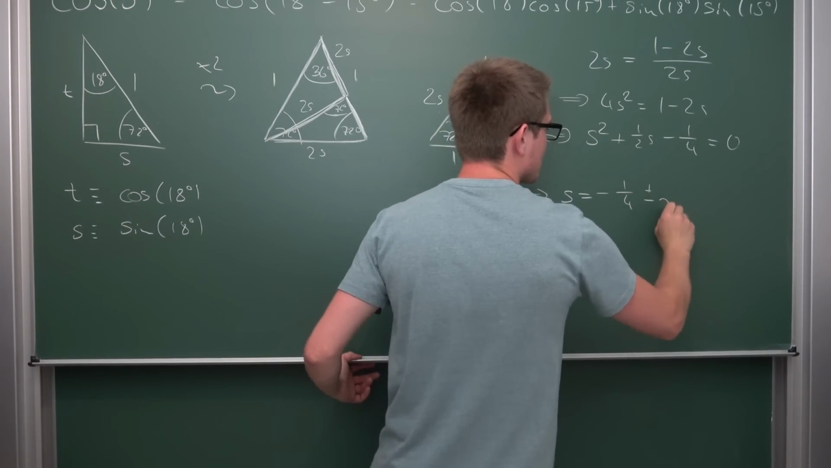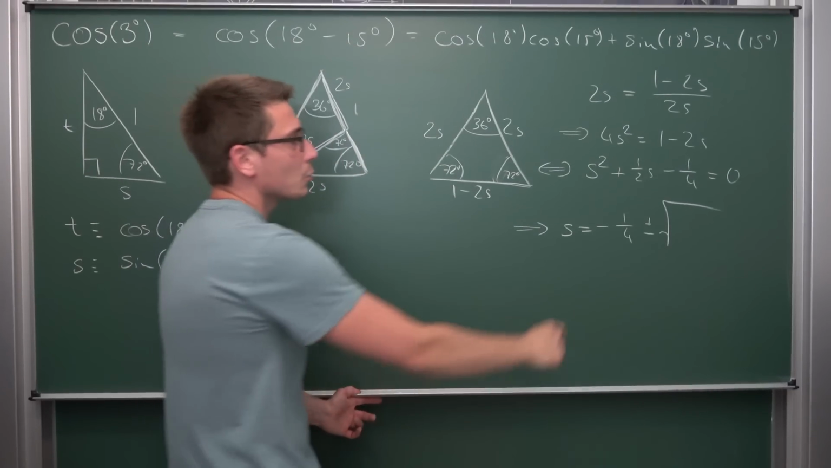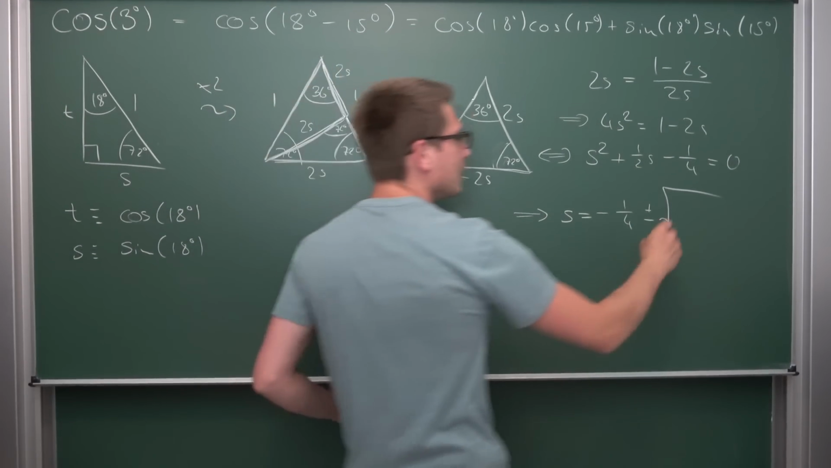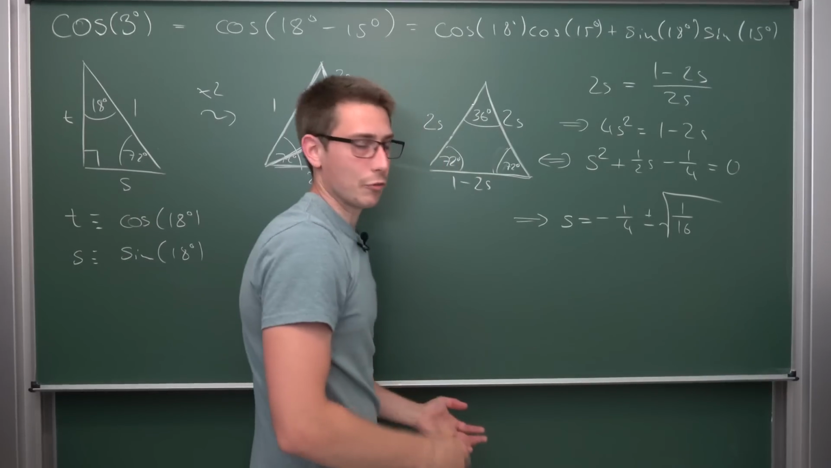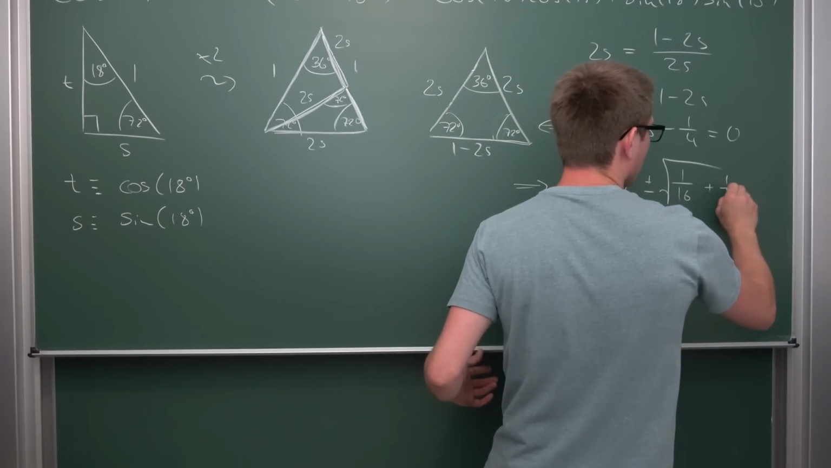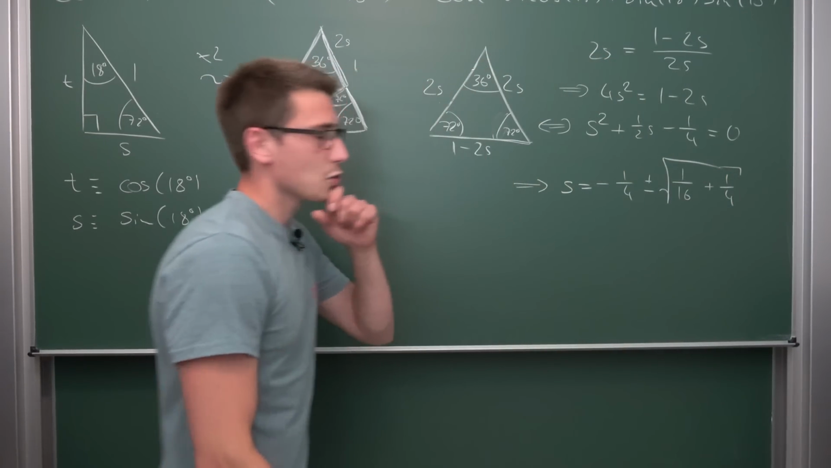Plus or minus the square root of. Now we are going to take the 1/4 and square it, giving us 1/16. And now we are going to add 1/4 to it, plus 1/4. Okay, this is all nice and fine.